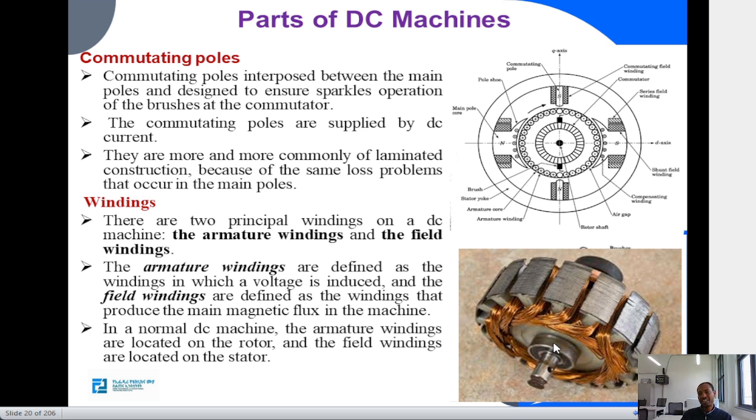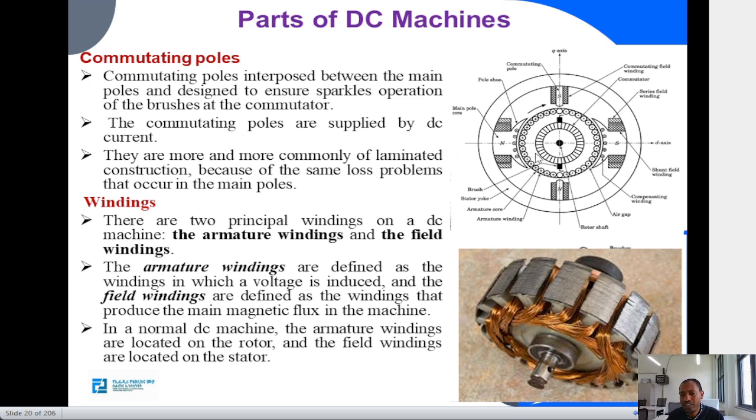This feature basically exists on the type of DC machine having larger capacities. As you see, it is introduced in between the main poles, and the main purpose of the commutating pole is just to make sure of the sparkless operation of the DC machine. We'll come to it later on.